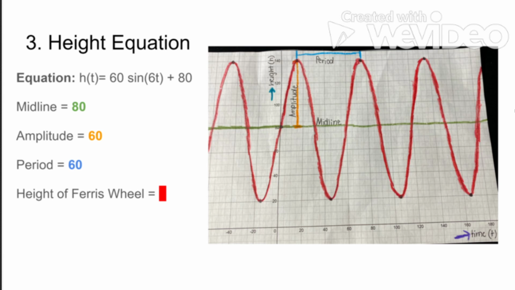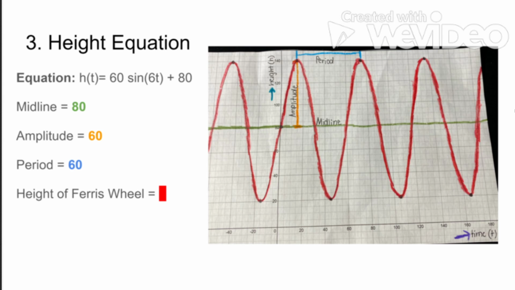Now the amplitude of the graph is the distance from the midline to the peak or trough of the graph. In this equation, it's 60. As you can see on the graph, it goes from 80 to 140. That distance is equal to 60.